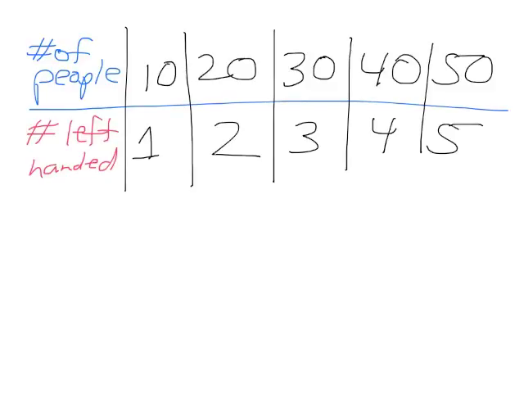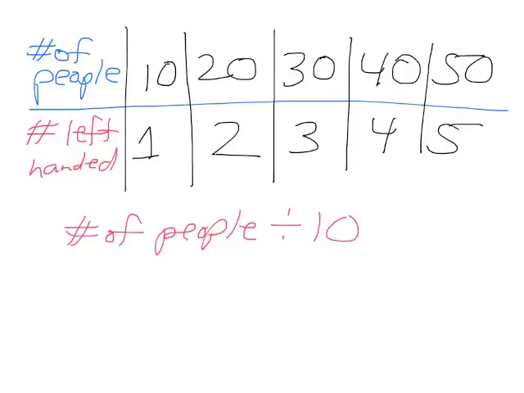Well, I see a pattern. Do you see a pattern there at home? I thought so. Yeah, it looks like you could divide any given number of people by 10 to see how many of those people are left-handed. See that? So if we take the number of people and we divide them by 10, that would give us an approximate number that's left-handed, a good prediction.